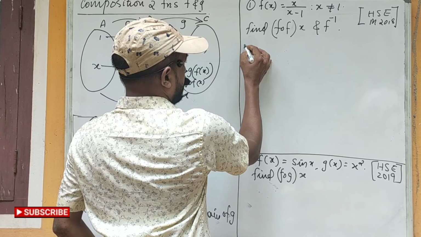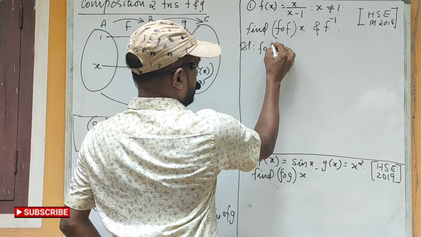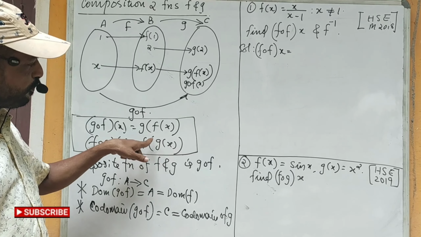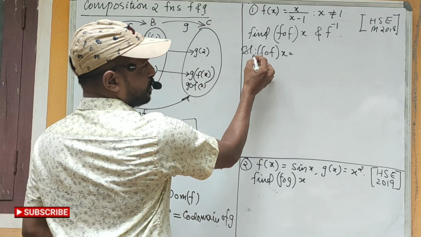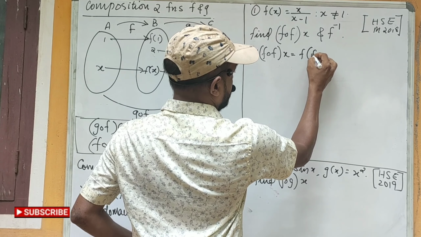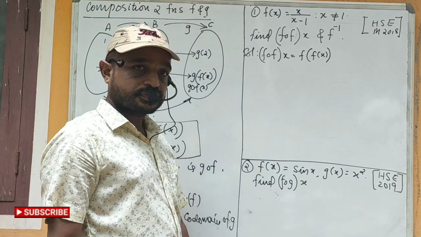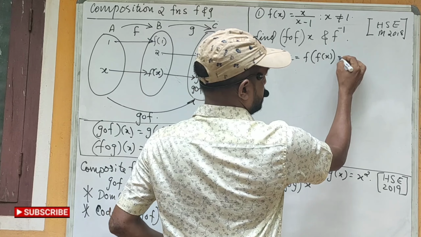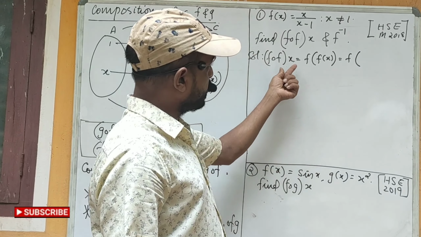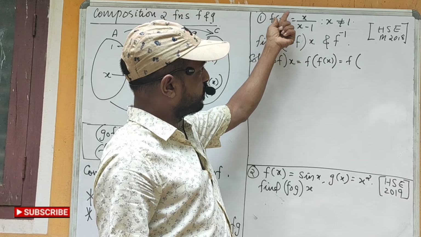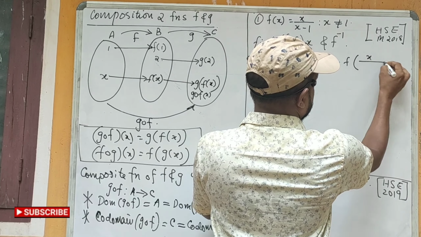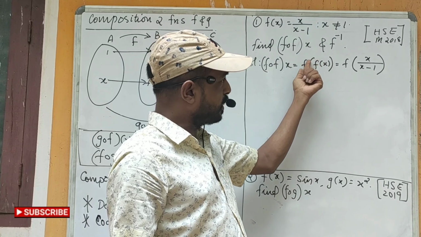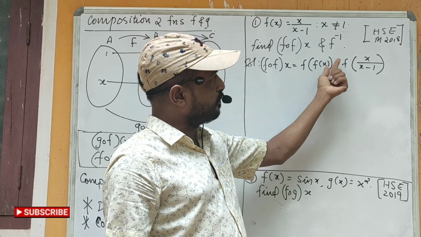First of all, let us find out f composition f of x. So f composition g of x is f of g of x. What is f composition f of x? It will be f of f of x. So this is equal to f of, what is f of x? Just substitute for f of x. F of x is x by x minus 1. We have substituted x by x minus 1 for f of x.